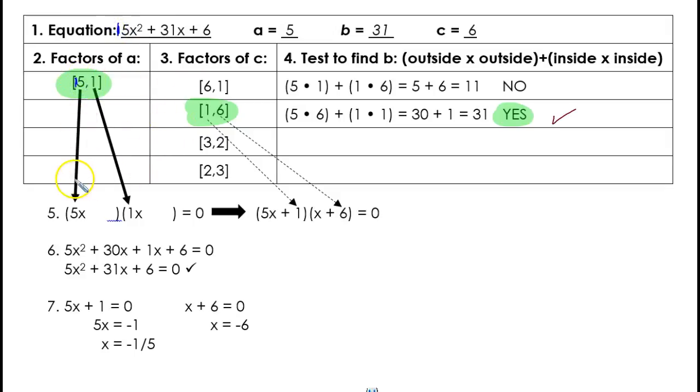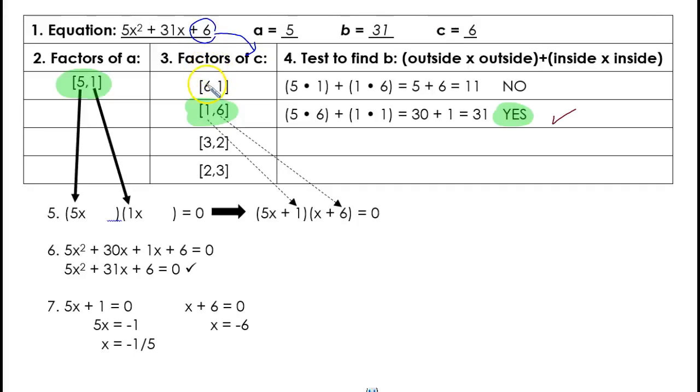If none of them worked out, you'd have to try 3 and 5. You have to try all the factors of 15, but 5 is prime, so we're not going to have to worry about all of that. In this problem, we're just going to have 5 and 1. You then go to the last part, which is c, the 6 over here, and we'll find the factors of 6.